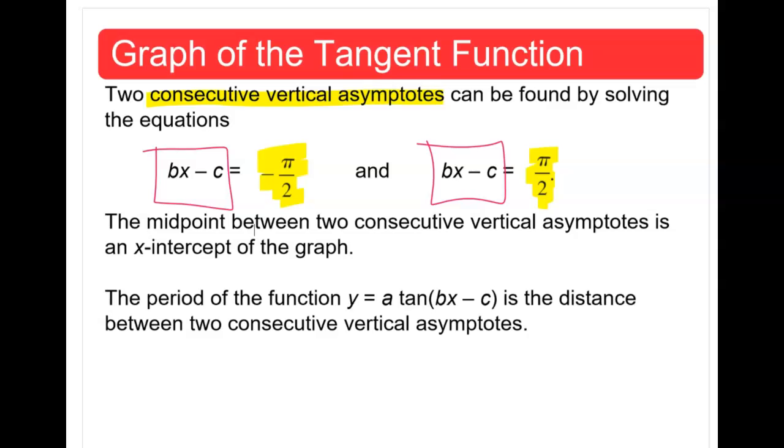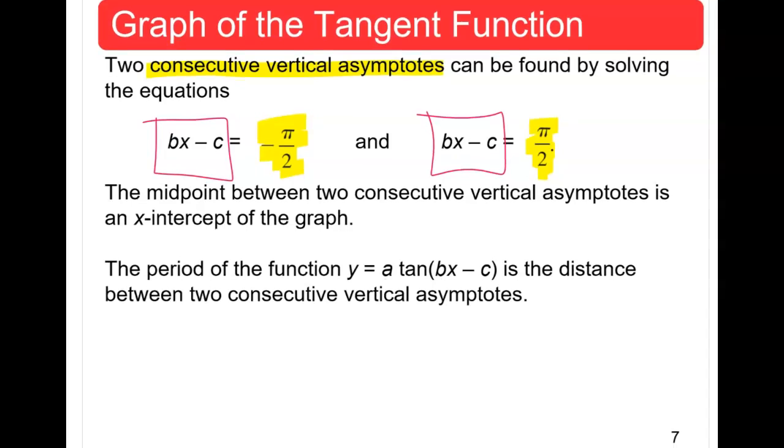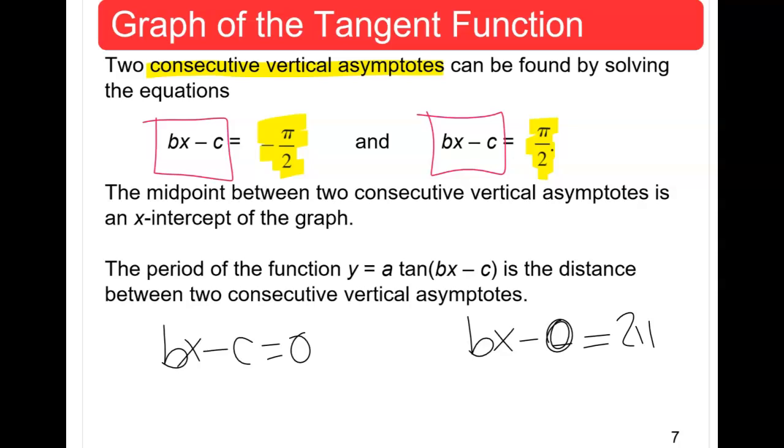When we discussed sine and cosine, we were using bx plus c or minus c equaling 0 and bx minus c equaling 2 pi because that was our ending and our starting point in the case of sine. In the case of cosine, there were either the two max or the two min.